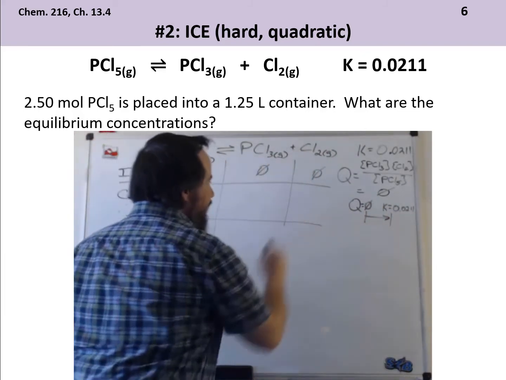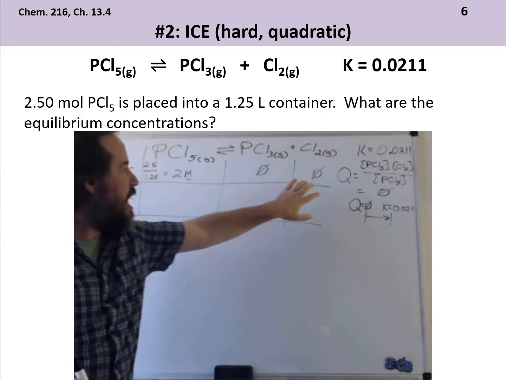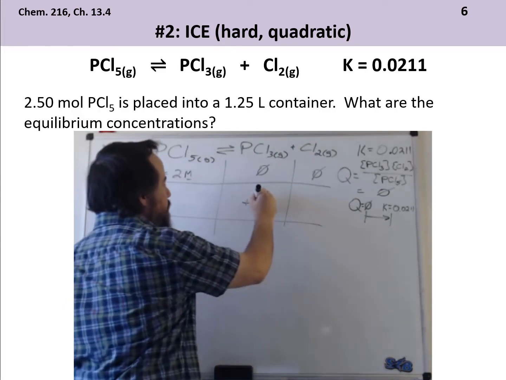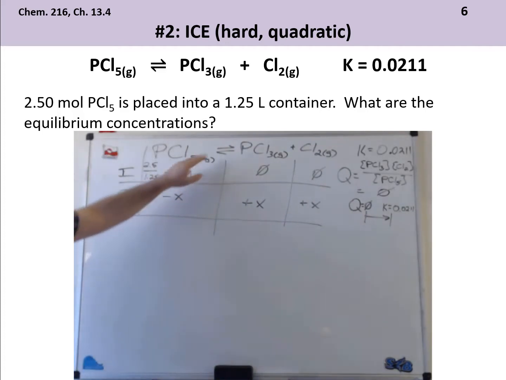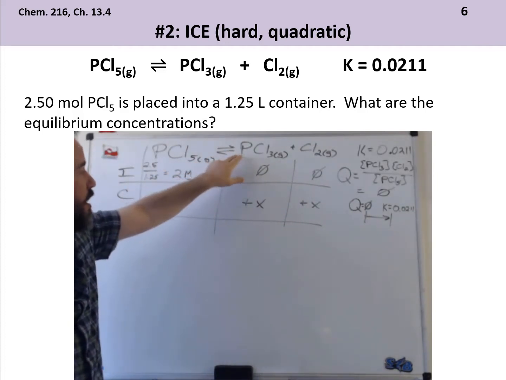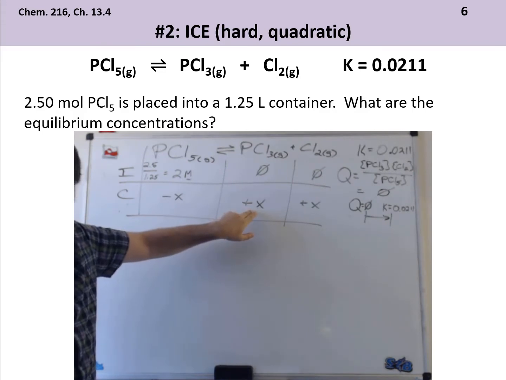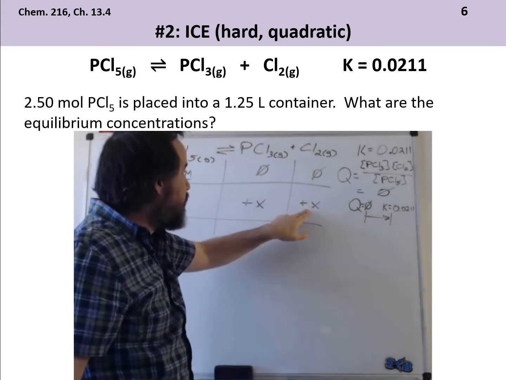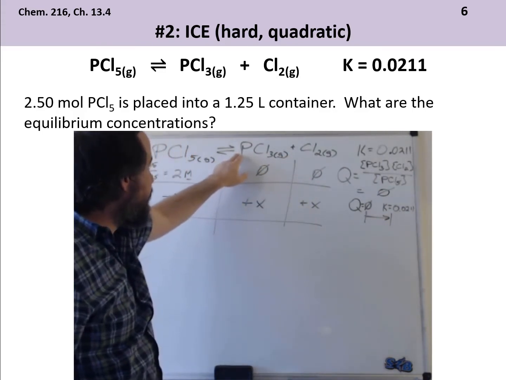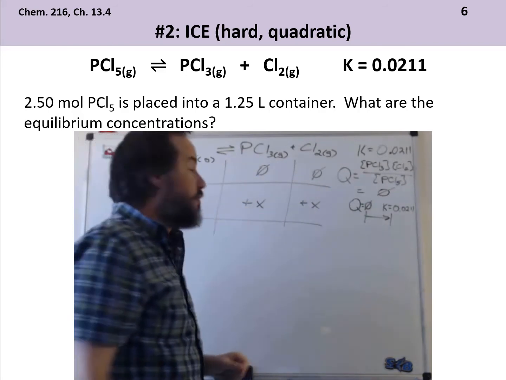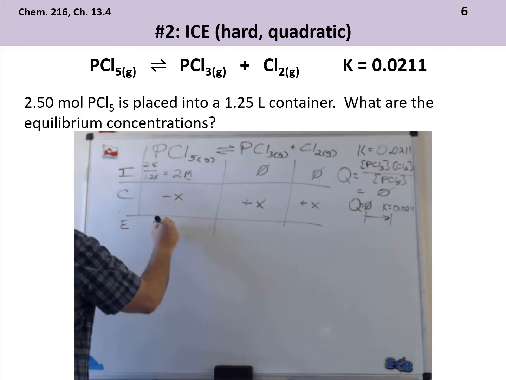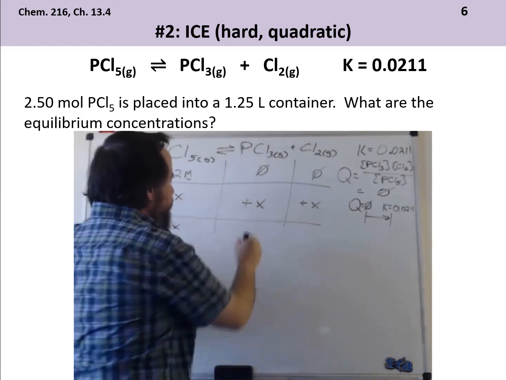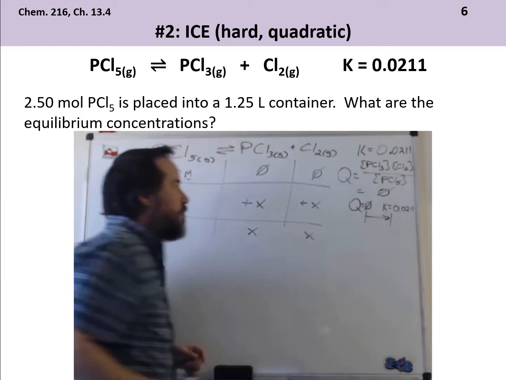What that means is that I'm going to increase my products. So these are going to be plus x, minus x. Again, because these are 1, I only put plus 1x. If this were 2 PCl3, this would be plus 2x. That means at equilibrium, this will be 2 minus x. This will be 0 plus x, or just x. This will also be x.